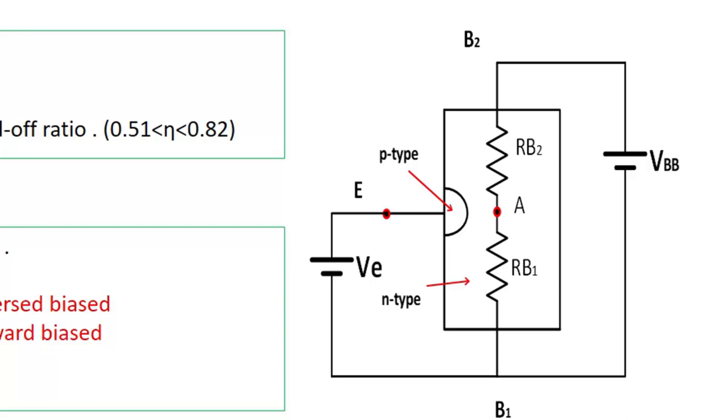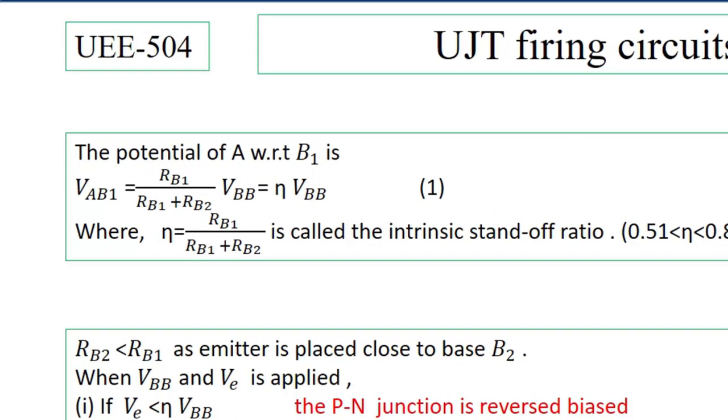If we find the voltage across AB1, then VAB1 is equal to that current into RB1. That's why in equation 1 you can see VAB1 is equal to RB1 by RB1 plus RB2 into VBB. RB1 by RB1 plus RB2 is known as the intrinsic standoff ratio, represented as eta. The range of this value is 0.51 to 0.82.